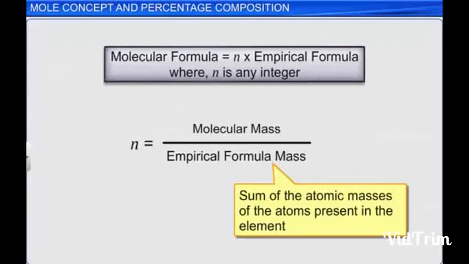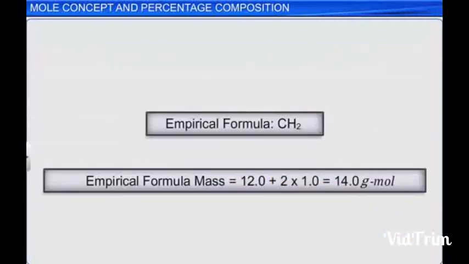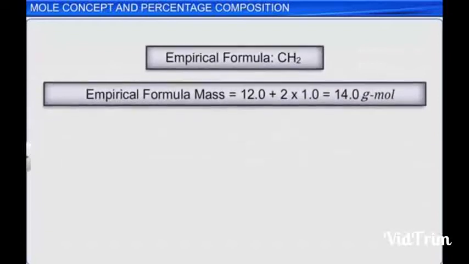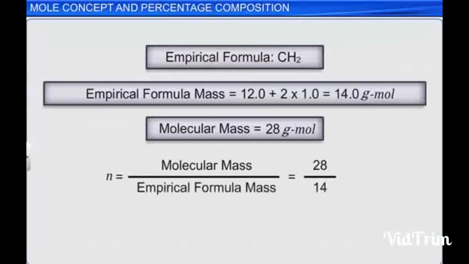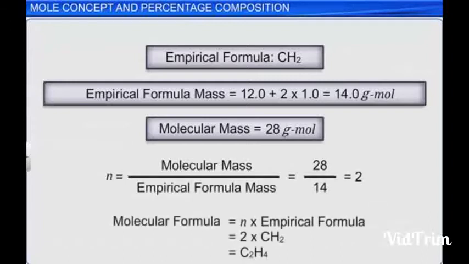Let's say we have a compound CH2. The empirical formula mass of the compound will be the sum of the atomic masses of one carbon atom and two hydrogen atoms, which is 14 gram per mole. Now, let's say that we know the molecular mass of the compound is 28 gram per mole. Thus, 28 divided by 14 gives us 2. Then, we multiply 2 by the empirical formula and get C2H4.